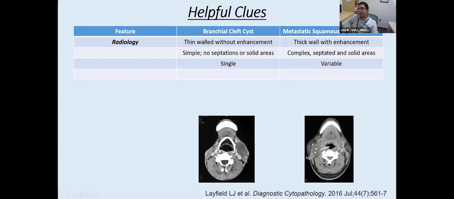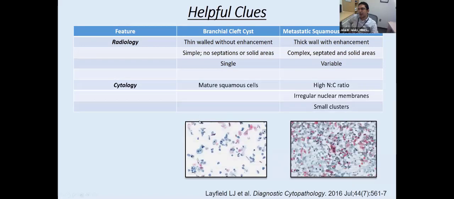The problem is when branchial cleft cysts get infected, they can show overlapping features with these complex features that you see radiologically, and therefore radiology alone is not enough, and you need cytology. So a recent logistic regression analysis by Dr. Layfield that was published in Diagnostic Cytopathology looked at 19 features that potentially can help distinguish between branchial cleft cyst and metastatic squamous cell carcinoma.